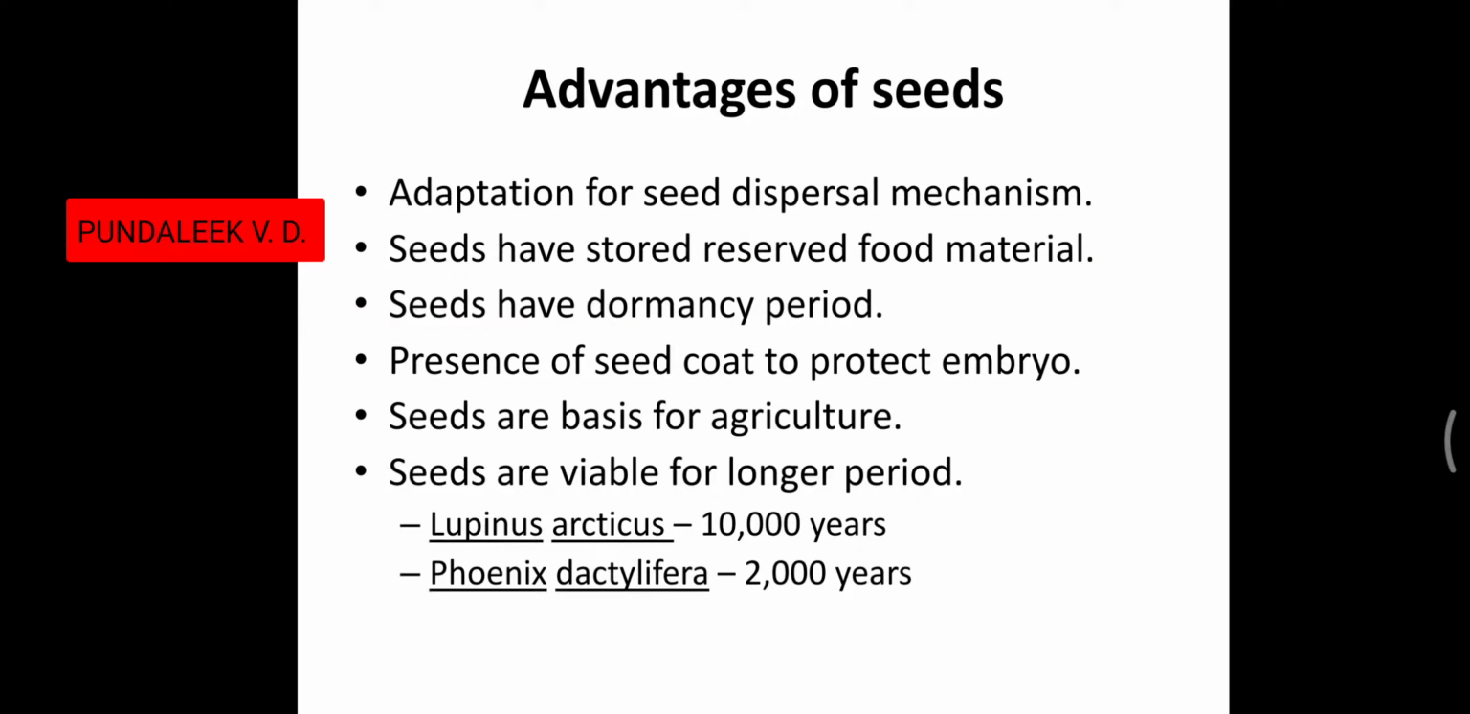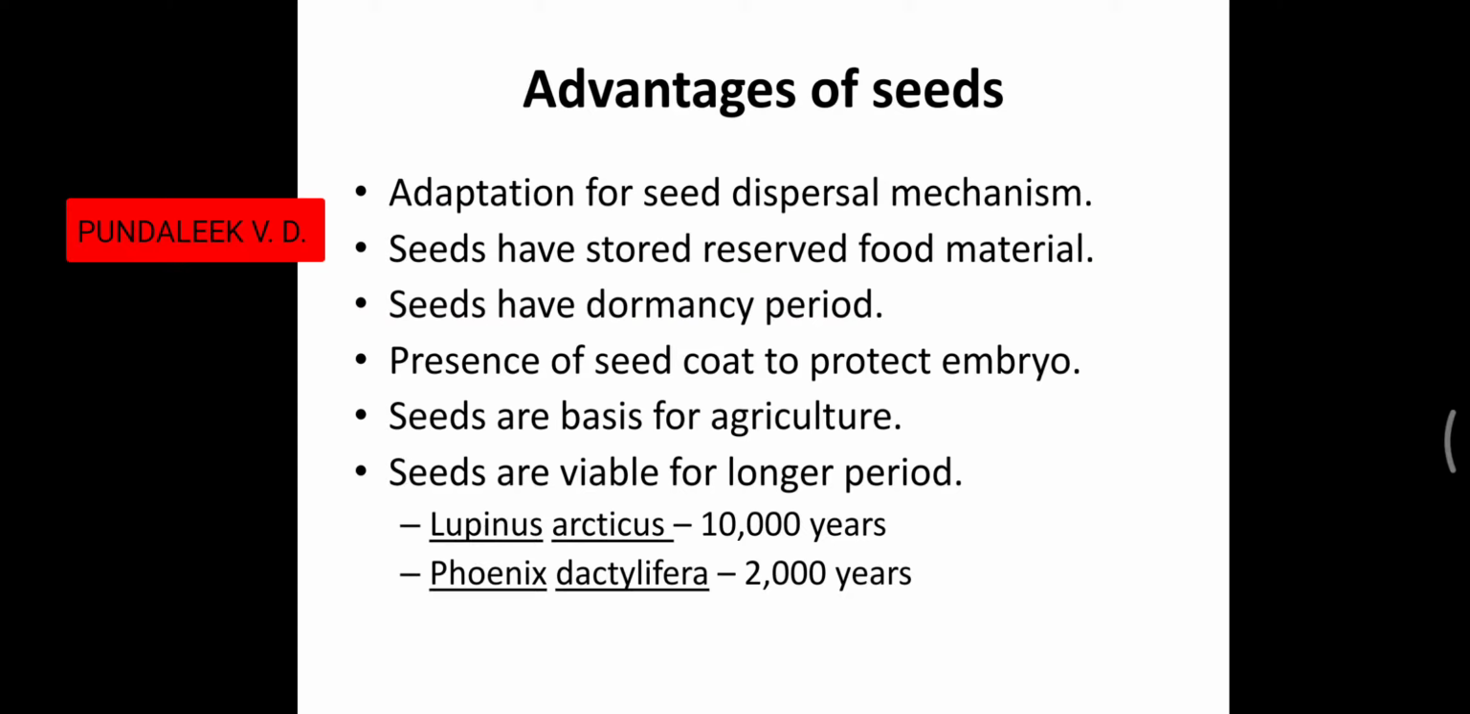And the third one: seeds have a dormancy period. If the seeds produced seedlings immediately after the formation of the seed, it would not have been possible to store them. Because of the dormancy period, the resting period of the seed, we can store them at our houses for future agricultural purposes. And the fourth one: the seed is nothing but the fertilized ovule.